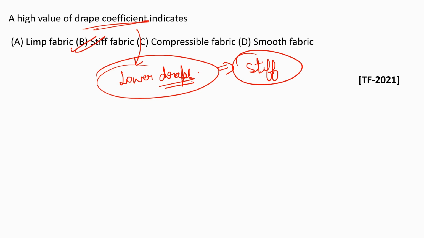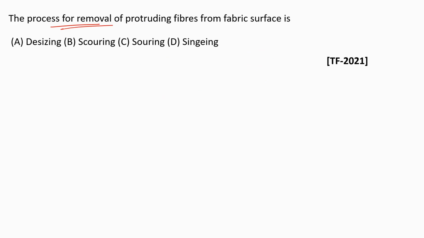Now coming to the next question. The process for removal of protruding fibers from the fabric surface is option A desizing, option B scouring, option C souring, option D singeing. These four options are basically basic parts of textile chemical processing. What are the basic functions? Desizing: in desizing, the size is removed so that the fabric can be easily processed during dyeing and bleaching processes thereafter. In scouring, fats and waxes are removed. Souring: in souring, the leftover caustic soda is removed, and so on and so forth.